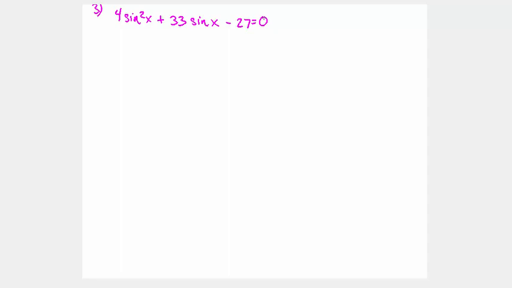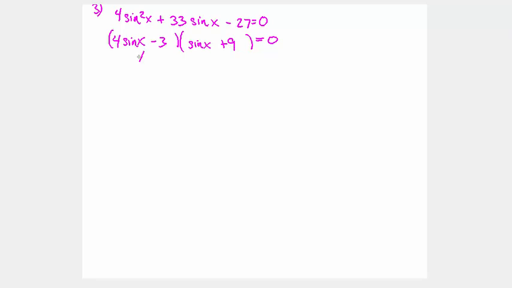Well, hopefully by now you're starting to recognize the factoring patterns of this one and can see that this is in the quadratic factoring pattern. So again, if the factoring is an issue, use the simpler form with just a t instead of a sine of x. But let's see if we can jump right to the factored form for this one. We should be able to factor it as 4 sine of x minus 3 times sine of x plus 9.